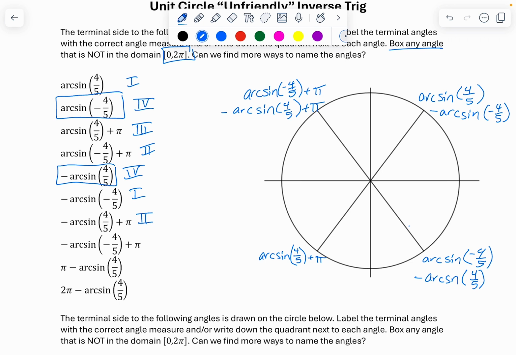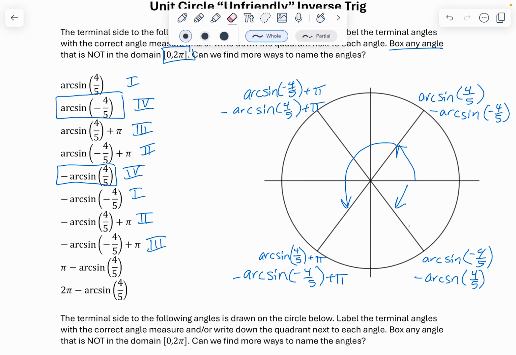The next one, arc sine of negative 4/5 would be here. Make that negative, we're here. Add pi, we're here. So this is negative arc sine of negative 4/5 plus pi, and that would be in quadrant 3, and we would be fine. We would still be between 0 and 2 pi.